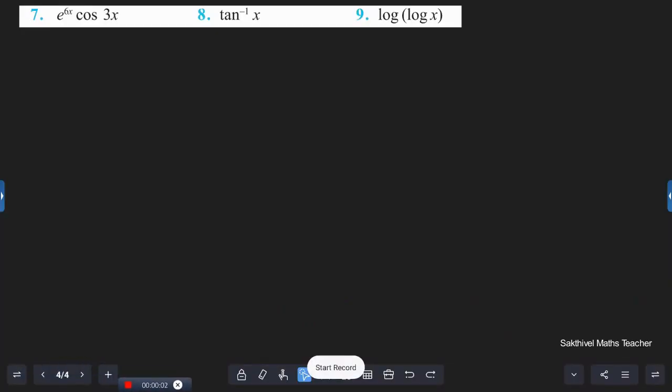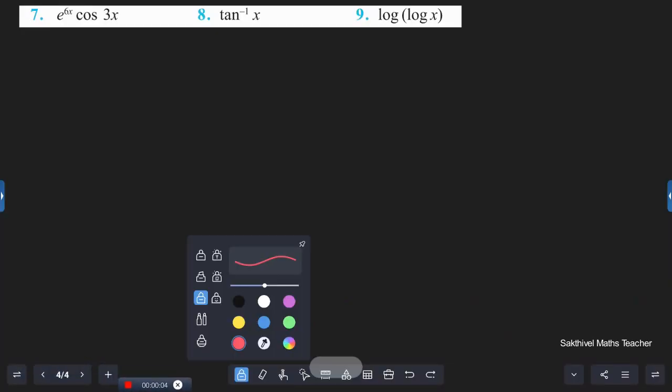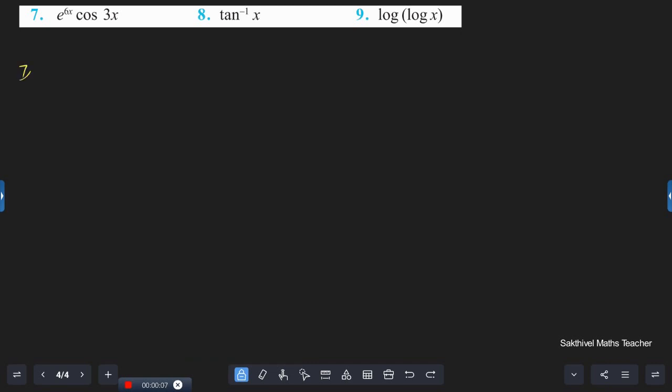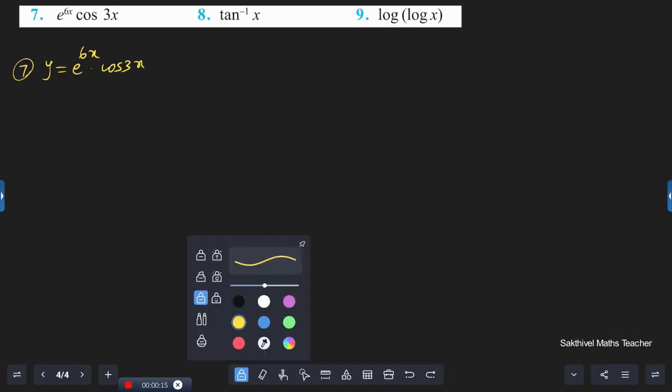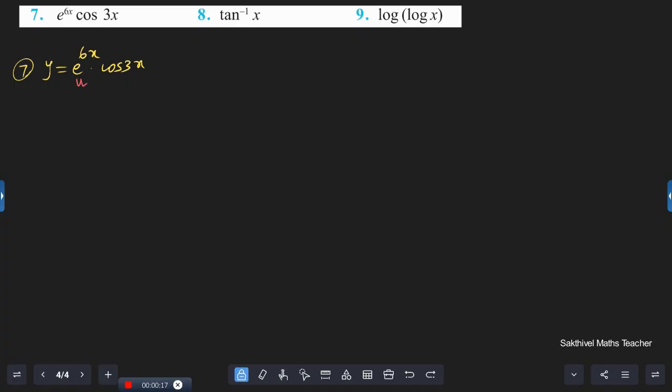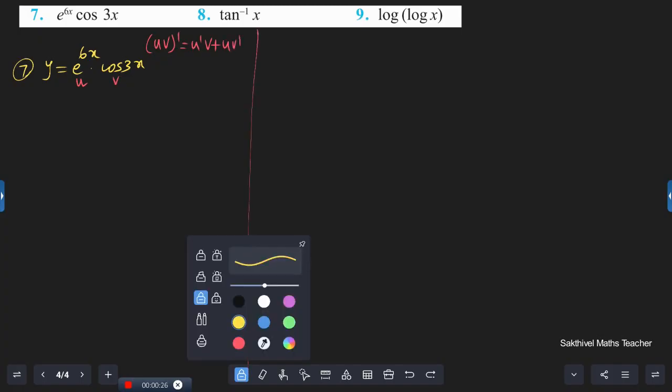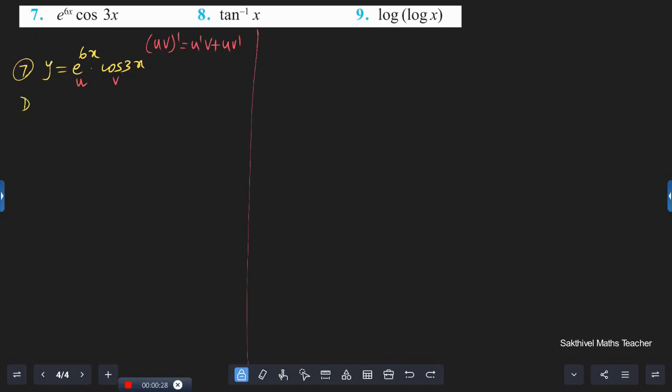For the next question, number 7. The seventh one, y equal to e power 6x cos 3x. So this is a uv formula we have to use. This is u, this is v. So the uv whole dash is equal to u dash v plus u v dash formula we are going to use. Right, fine. So differentiate with respect to x on both sides now.